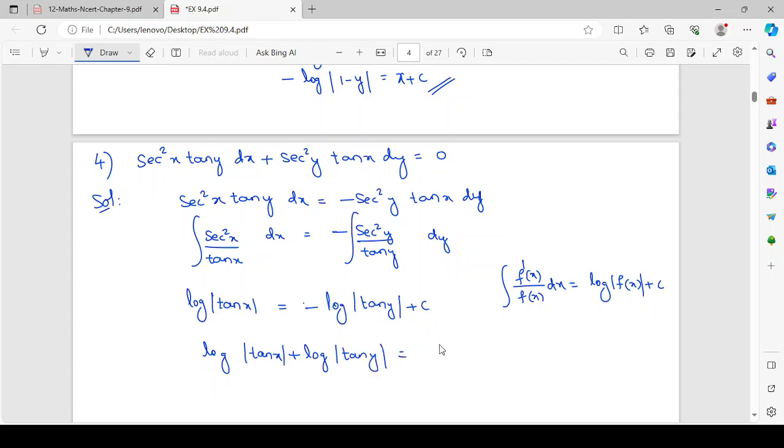equal to c. This c I can write in terms of some log c1. Every constant can be written in terms of a logarithm. Of course, here c I have written as log c1. So this is nothing but log m plus log n, which is log of m into n. So log of tan x tan y equals log c1, which means tan x into tan y equals c1. So this is the required solution.